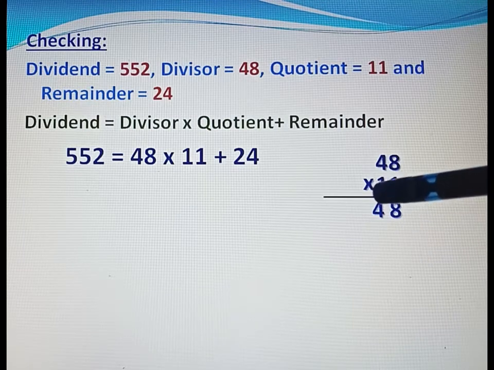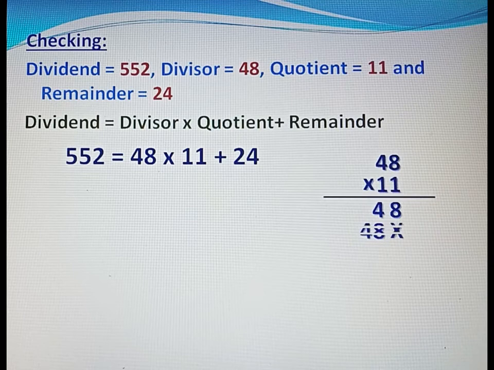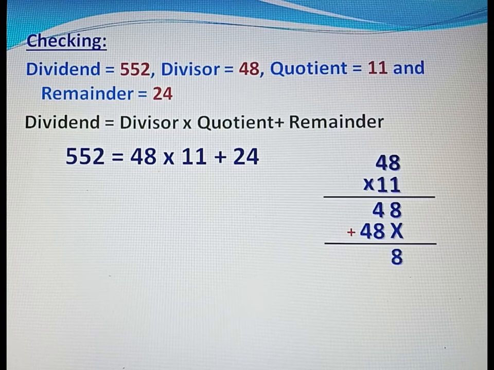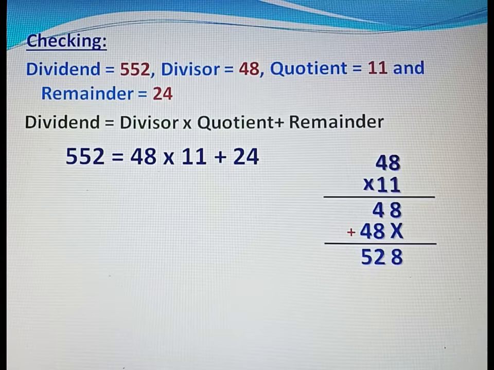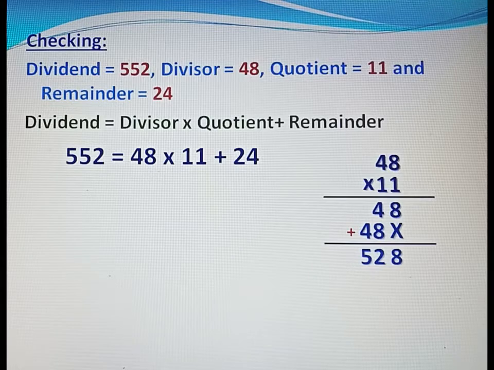And then we will multiply this again by 1. Multiply 1 8 ja 8, 1 4 ja 4. And then we will do addition. This 8, 4 plus 8, 12, 2, 1 carry, 1 plus 4, 5. 48 multiply 11 equal 528.